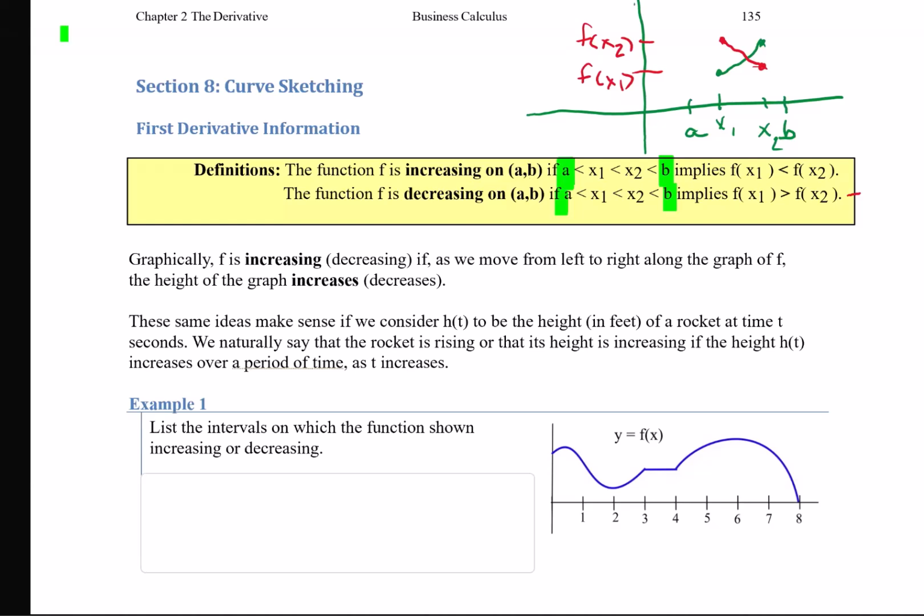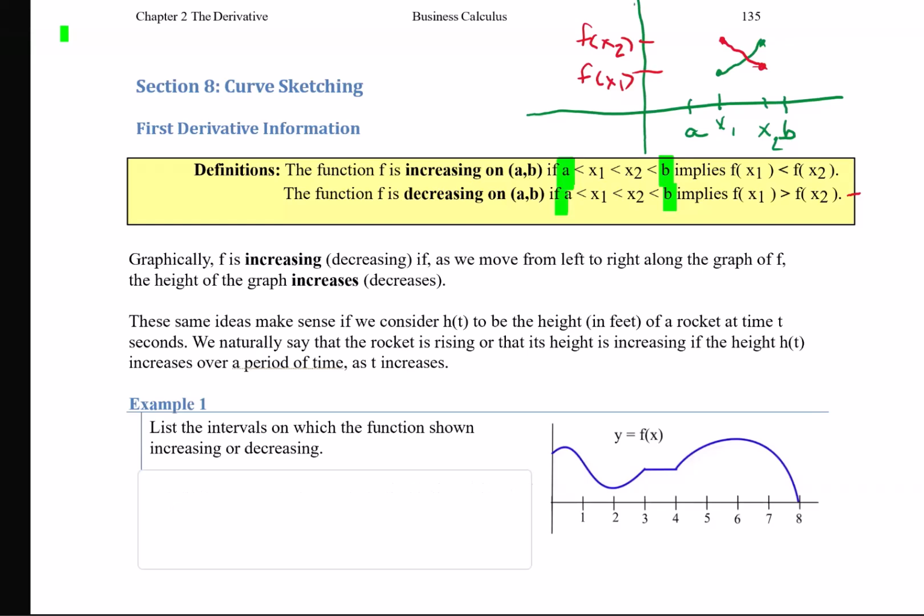The same ideas make sense if we consider h of t to be the height in feet of a rocket at time t seconds. We naturally say the rocket is rising, or that its height is increasing, if the height increases over a period of time as t increases. The rocket's going up. As long as it's going up, it's increasing.